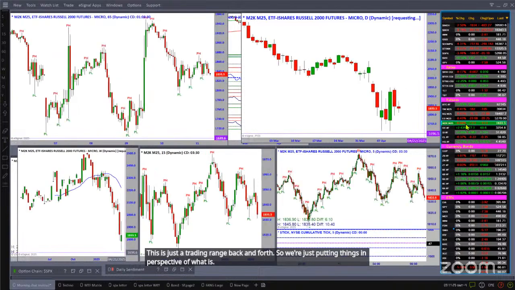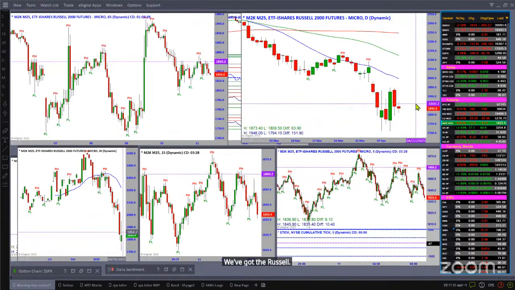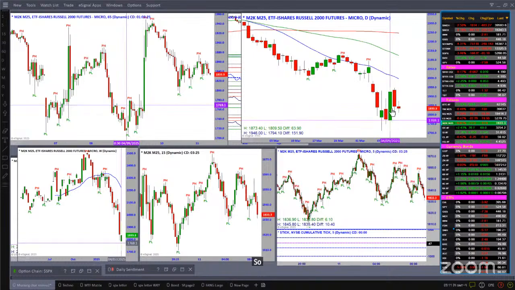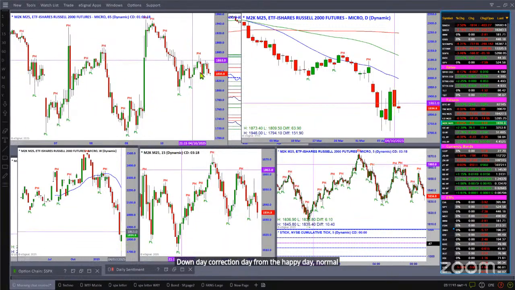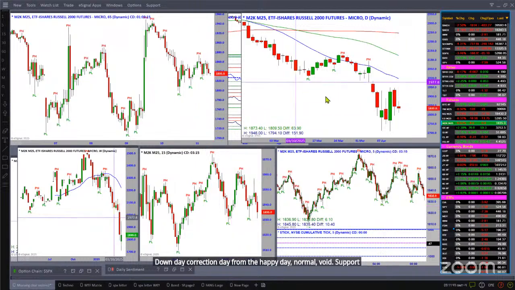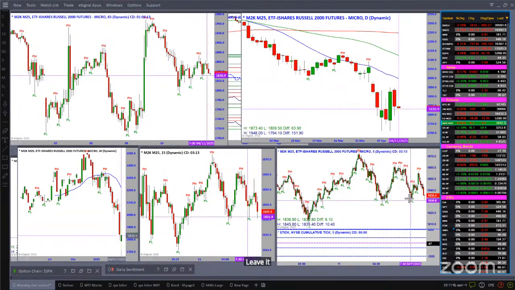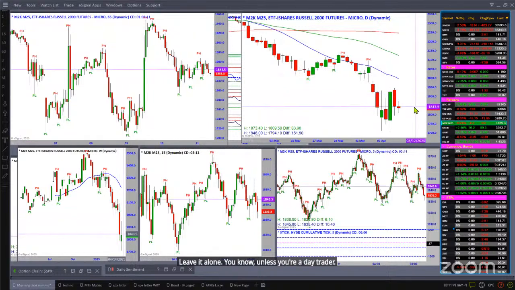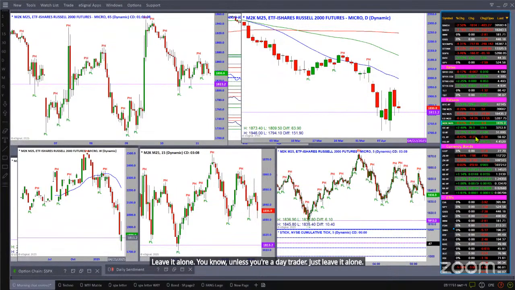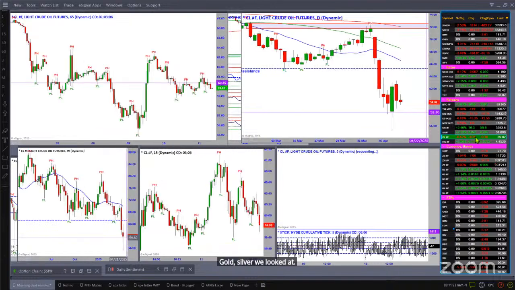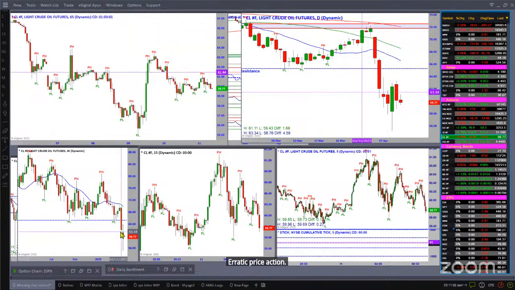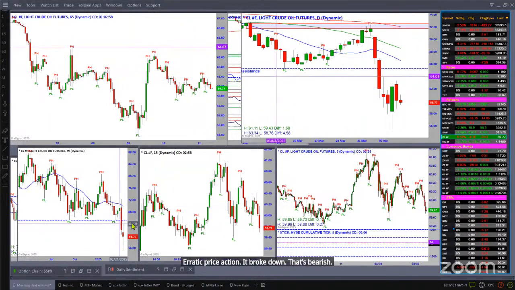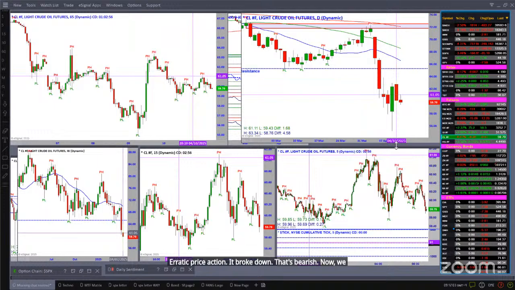We've got the Russell, same story. So a lot of happy days, down day, correction day from the happy day, normal, void, support, resistance. Leave it alone. Unless you're a day trader, just leave it alone. Gold, silver we looked at. Oil is down a little bit here. Erratic price action. It broke down. That's bearish. We'll have to see if it continues to go lower.